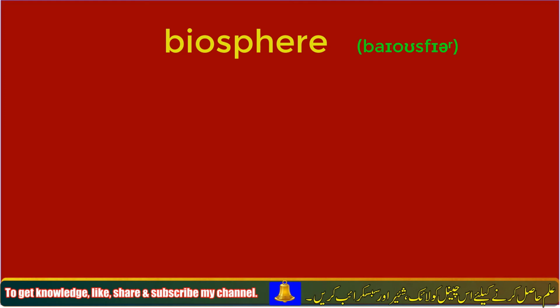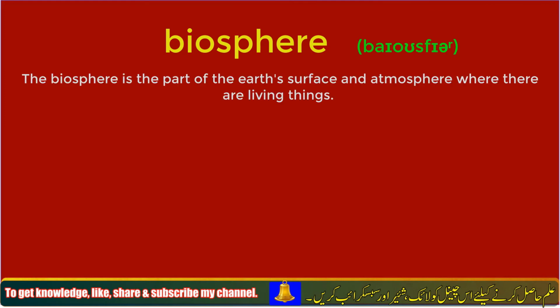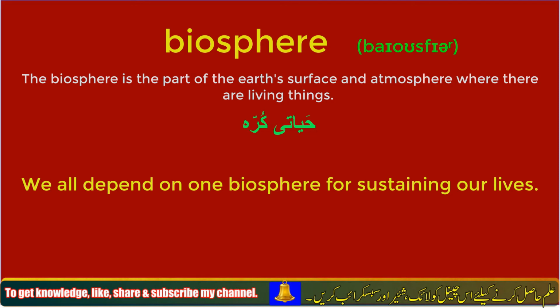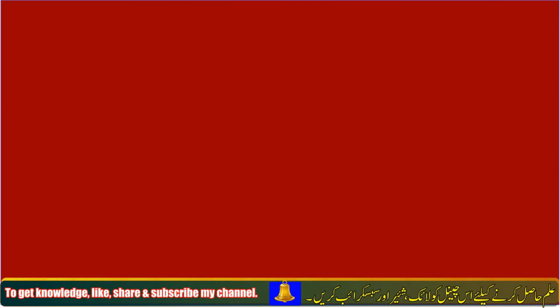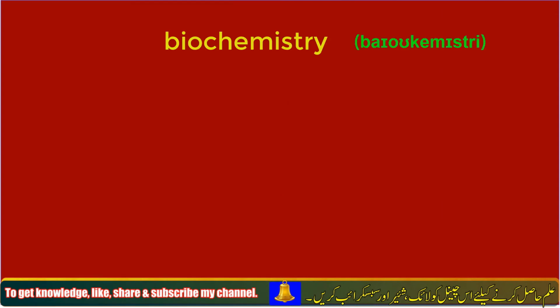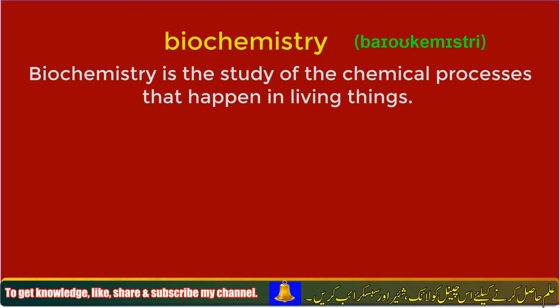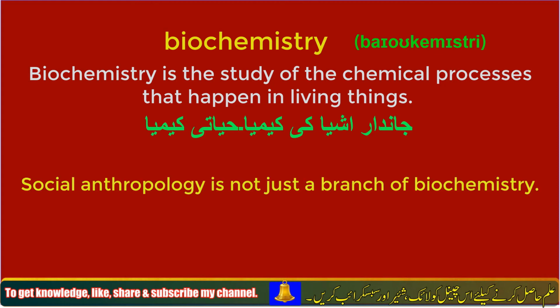Biosphere. The biosphere is the part of the Earth's surface and atmosphere where there are living things. We all depend on one biosphere for sustaining our lives. Biochemistry. Biochemistry is the study of the chemical processes that happen in living things. Social anthropology is not just a branch of biochemistry.